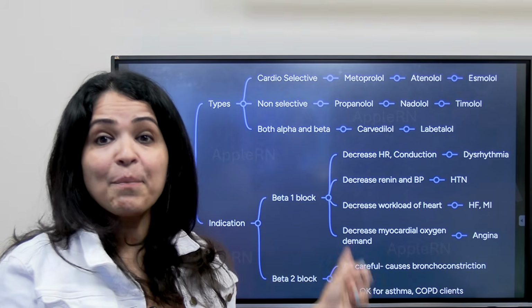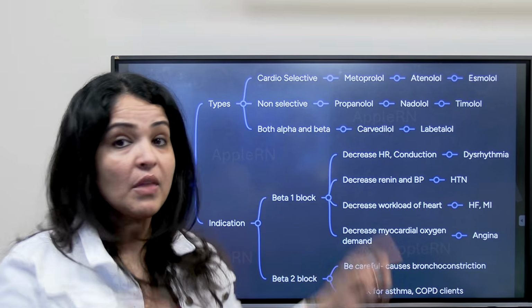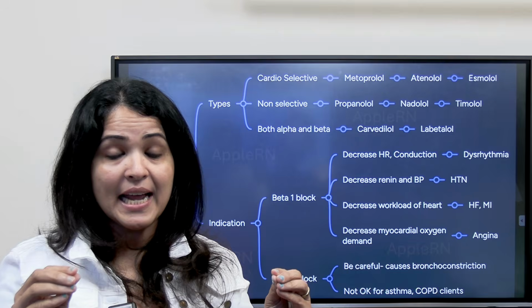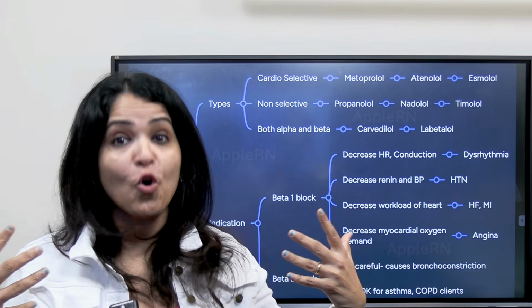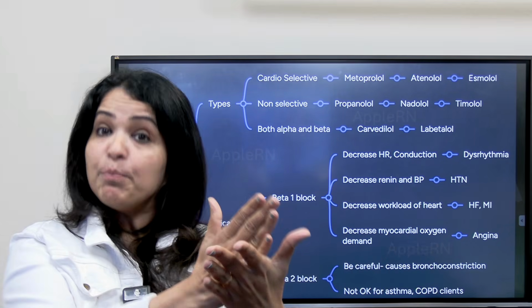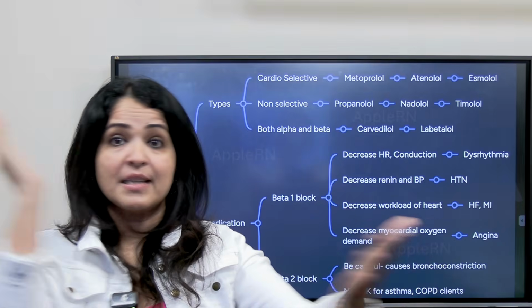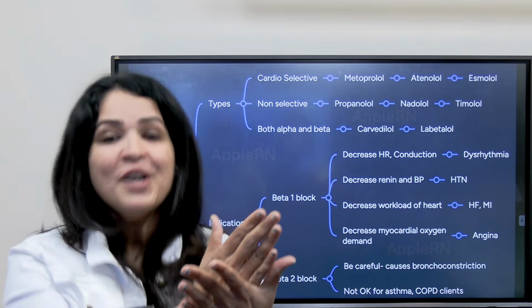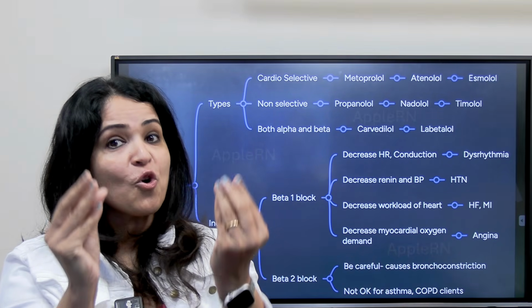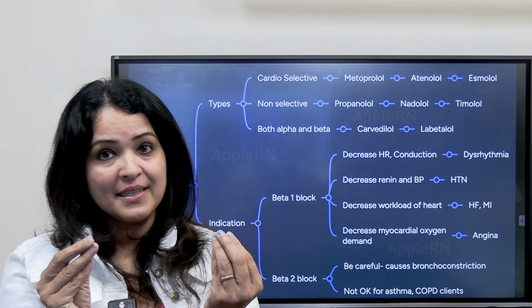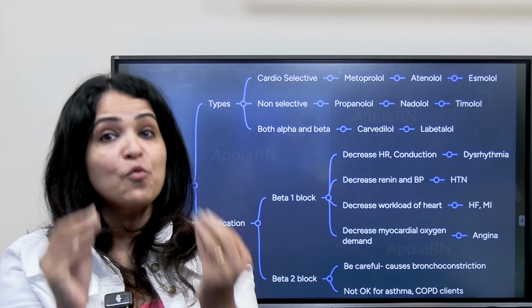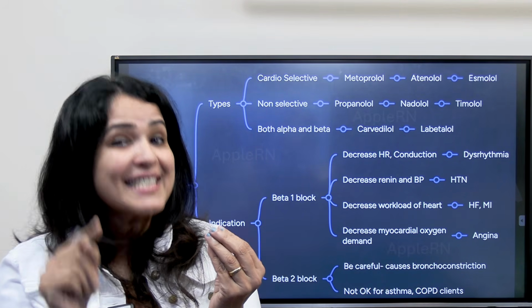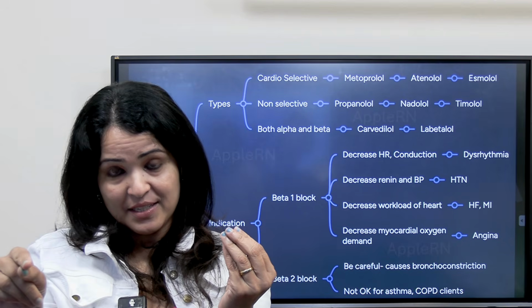But what happens in beta 2? Beta 2 receptors, we said, help with bronchodilation. So if we give a beta blocker, especially something which blocks beta 2, what's going to happen? Bronchoconstriction happens. And that's why we are worried when we give certain beta blockers.